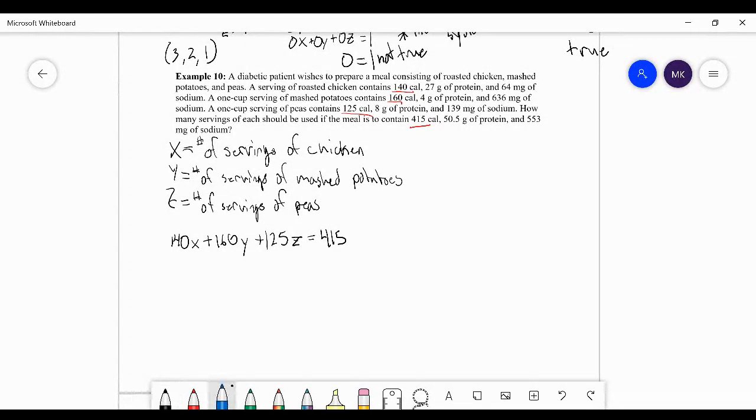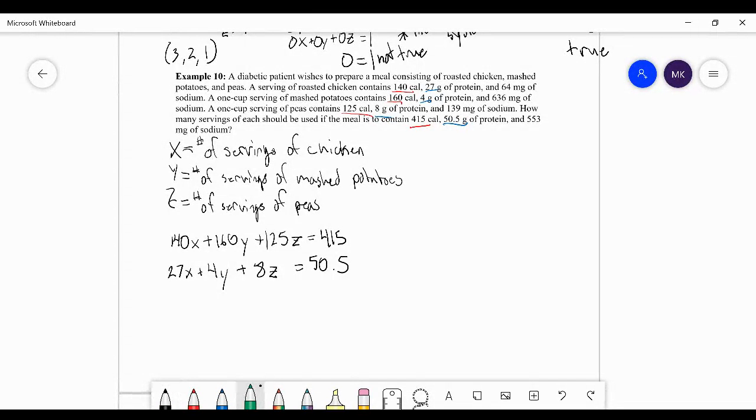Now, doing an exactly similar process for the grams of protein, chicken has 27 grams of protein. So we're going to have 27 times X. Potatoes have 4 grams of protein, so plus 4Y. And peas have 8 grams of protein, so plus 8Z. And that needs to equal 50.5.